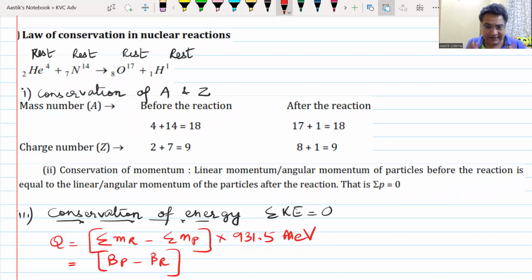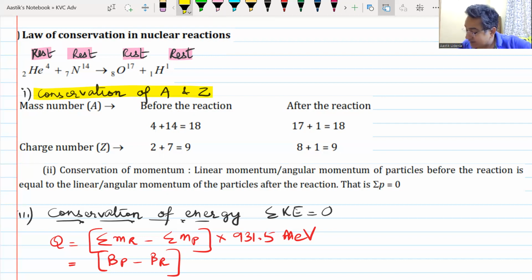Then we can see one example of this law of conservation in nuclear reaction. Let us assume that there's a nuclear reaction happening between helium and nitrogen nucleus, and in the end you have oxygen and one proton or hydrogen nucleus. All these are at rest. Let's not bring motion into the picture. There are three laws that you have to apply. The first law is the law of conservation of mass number and atomic number, as you can see, the atomic numbers are getting added up and the mass numbers are getting added up before and after the reaction.